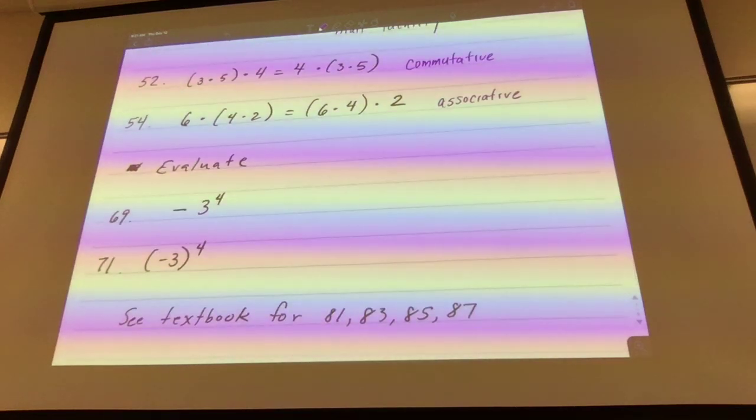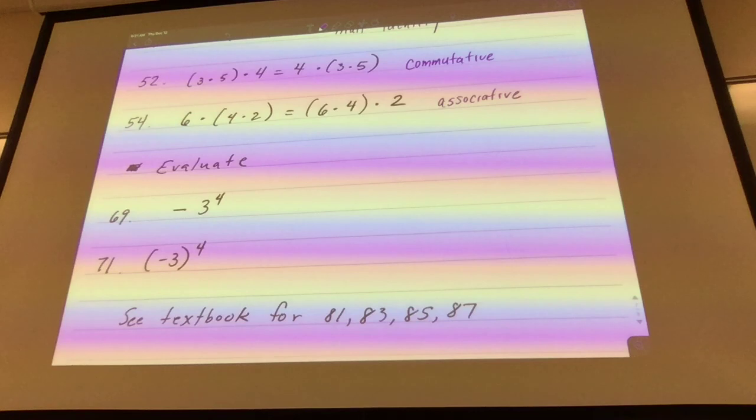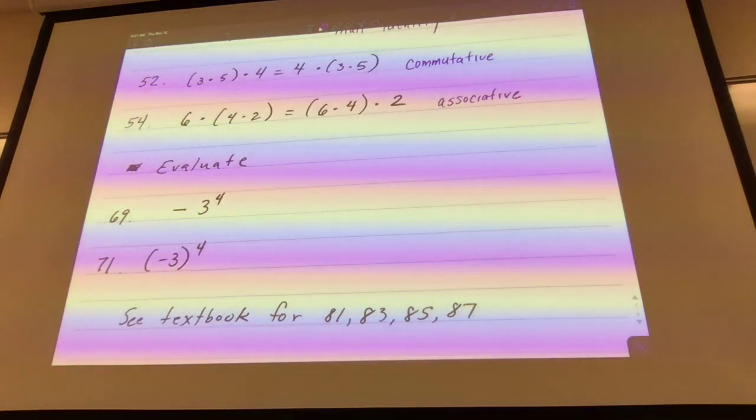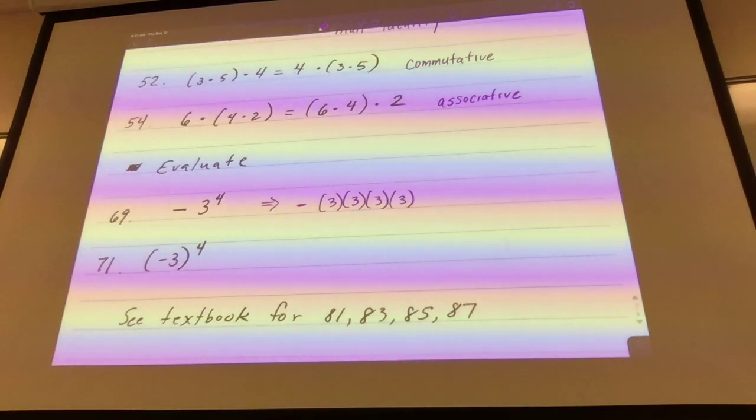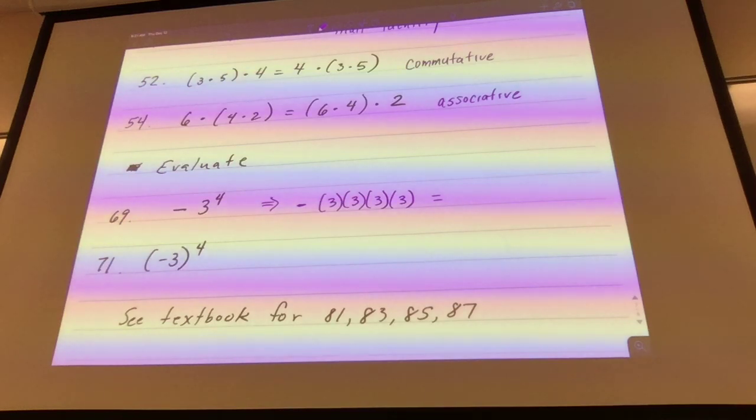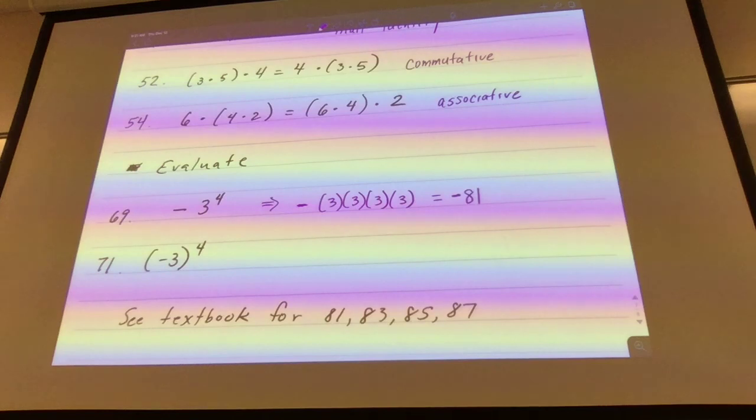Good. 69 and 71 is basically what we just talked about a minute ago, but this time we're going to do it to the 4th power. If I have this one, it means I have a negative out front, but then I want to do 3 multiplied by itself 4 times. So 3 times 3 is 9, times 3 is 27, times 3 is 81, but this negative is out front, so that whole answer is -81.